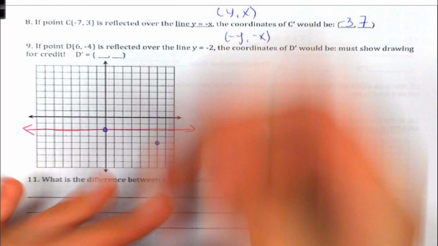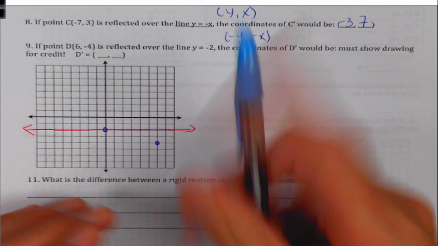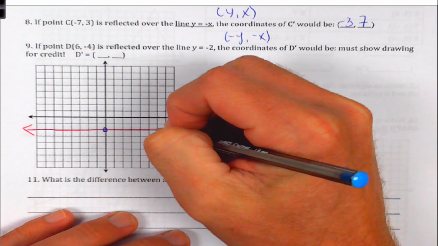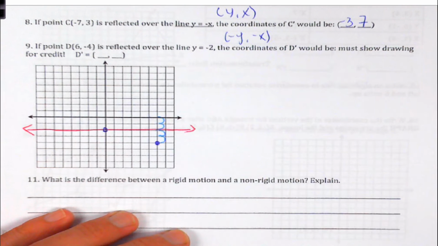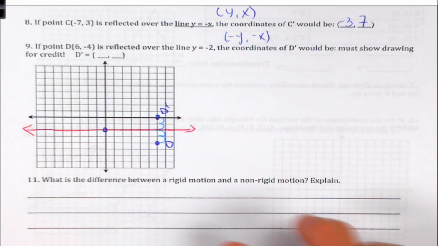Everywhere on this line, y does equal -2. So I'm going to reflect this over. I am 2 units away, so I'm going to go 2 units up, and I'm right there, D prime and D, and that is going to be at (6, 0).